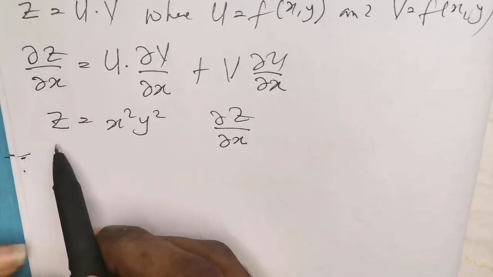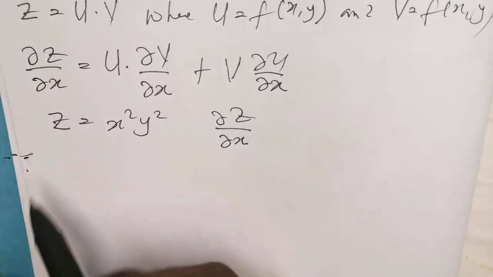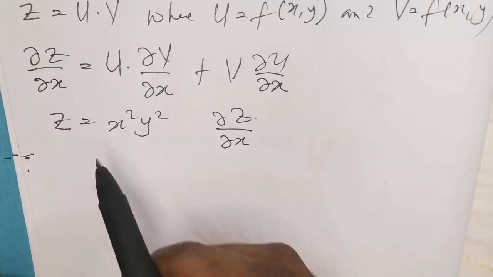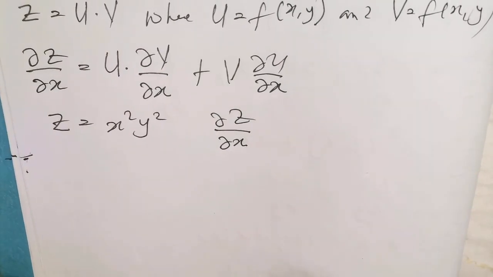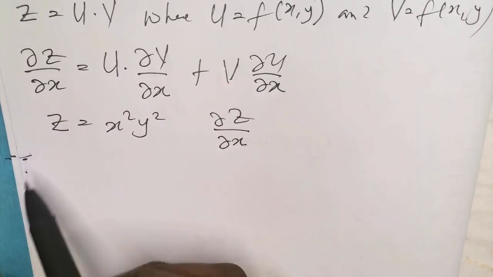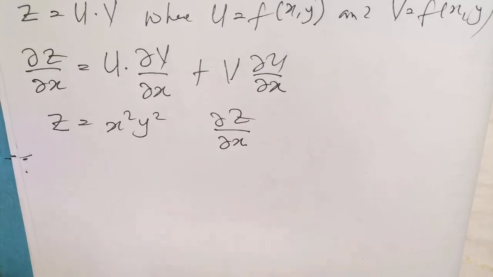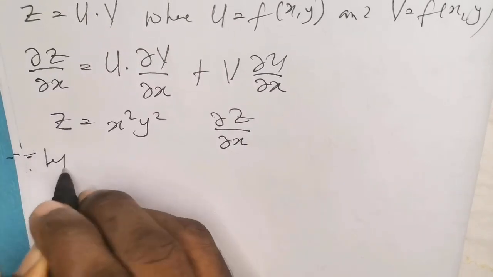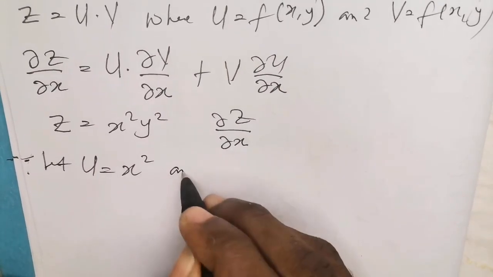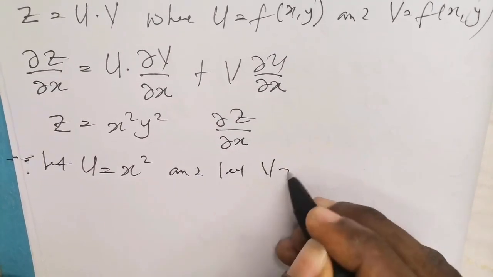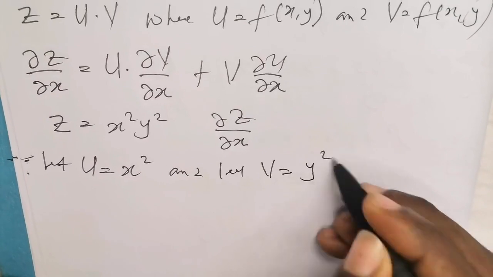Now since I have Z equal to x squared multiplying y squared, it means I am going to be employing the product rule of partial derivatives to differentiate Z only with respect to X. First thing to do is let U be equal to what? X squared. And secondly, let V be equal to Y squared.